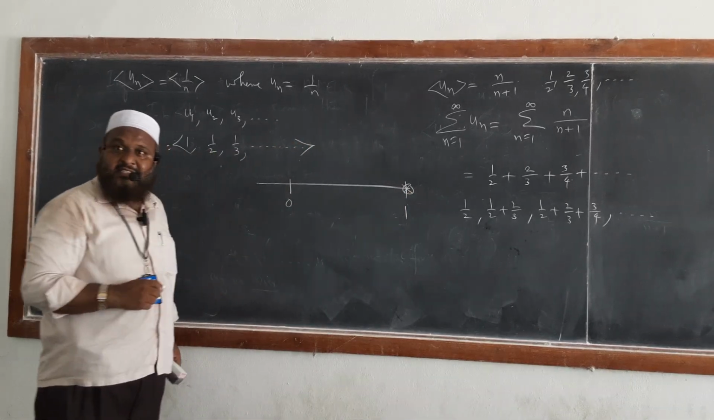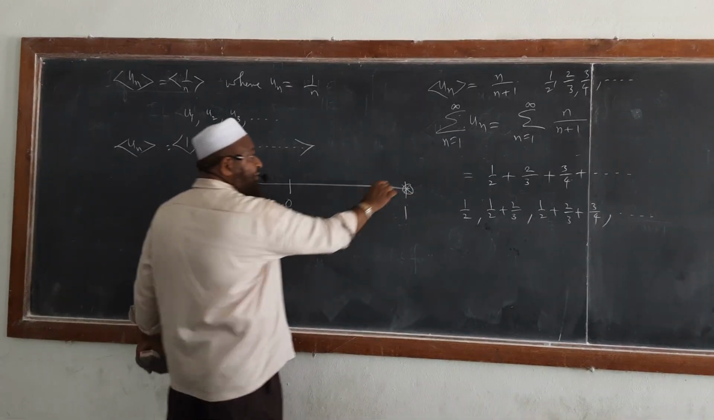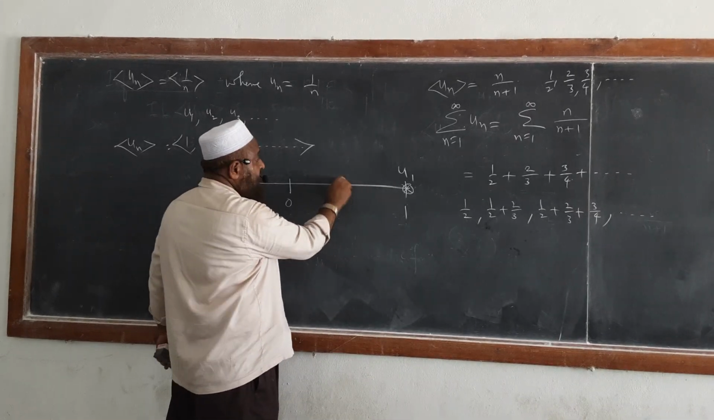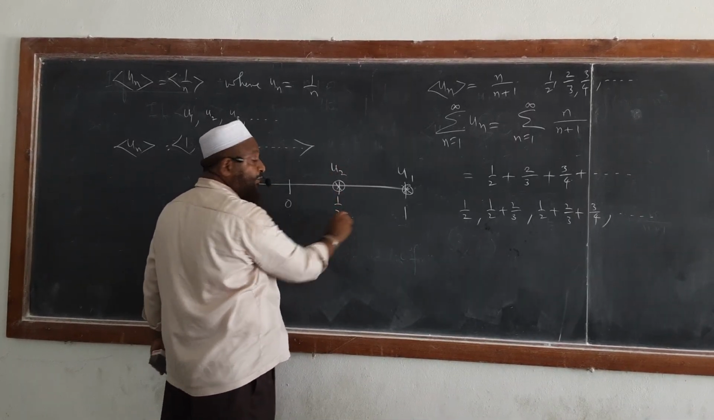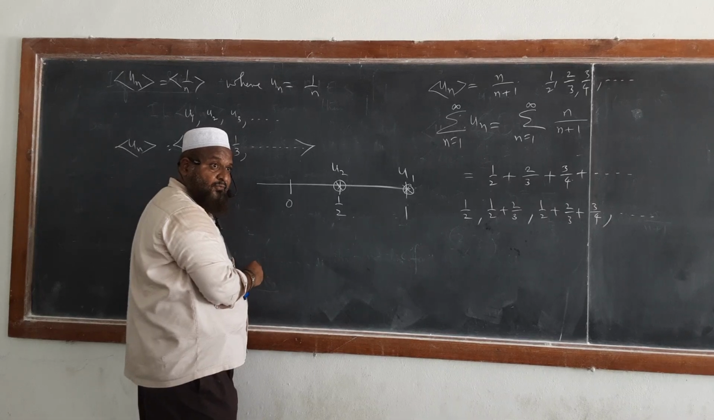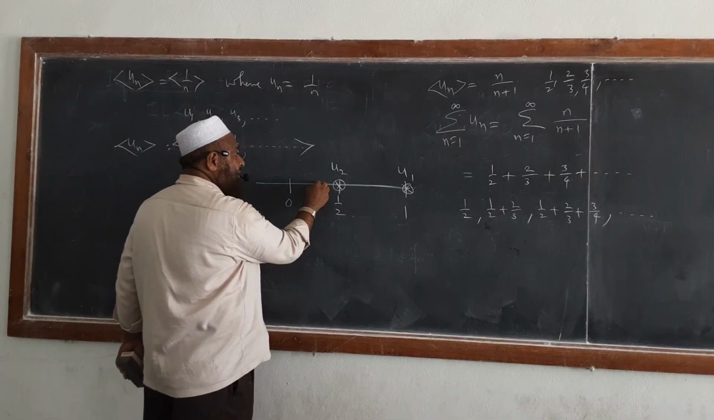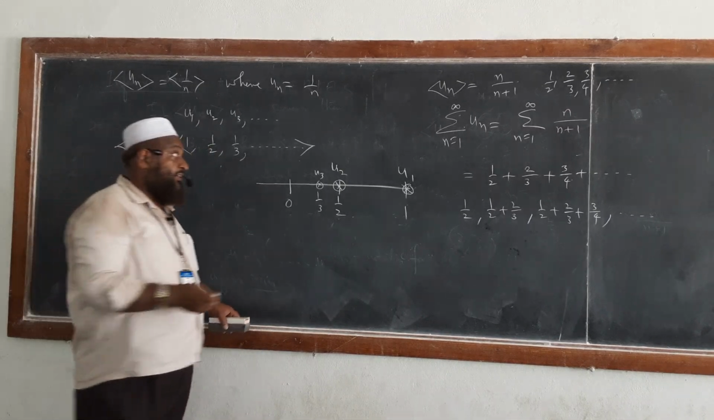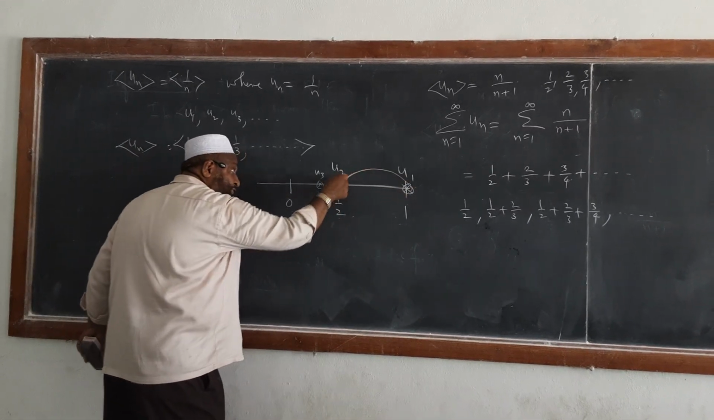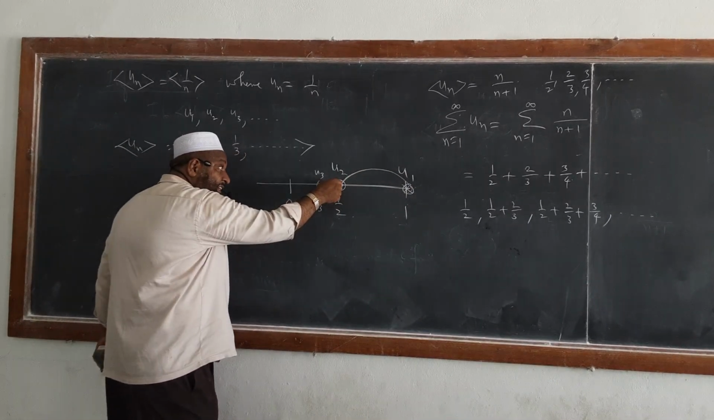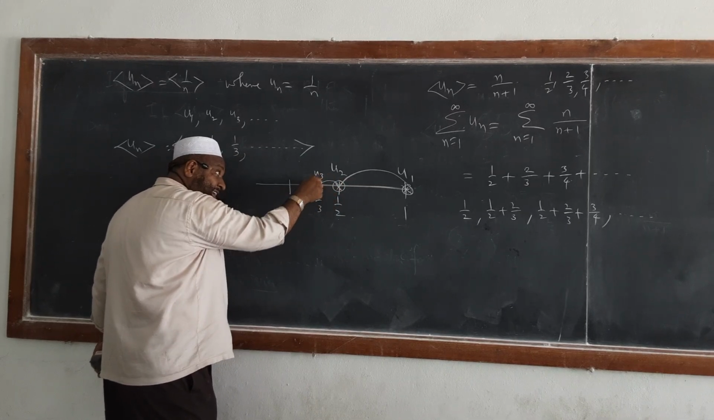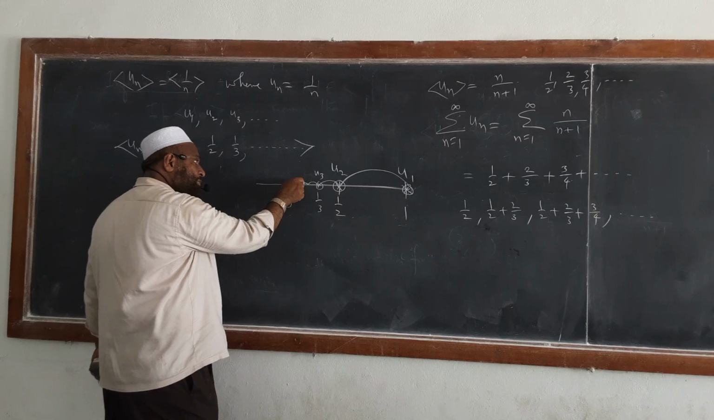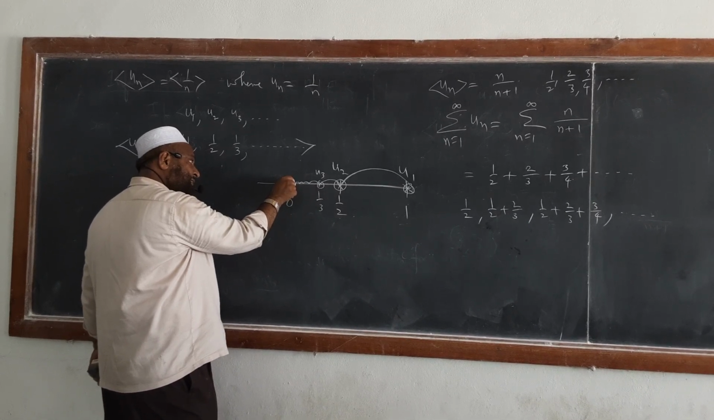Next, the second term. This is u1. 1 by 2 is here, roughly. This is u2. Where is the third term? 1 by 3, so it will be here, roughly, u3. The gap between the first term and the second term is different, and here this gap is less. You can just go by common sense, this gap is reducing. Are you able to understand? Yes, this gap is reducing.